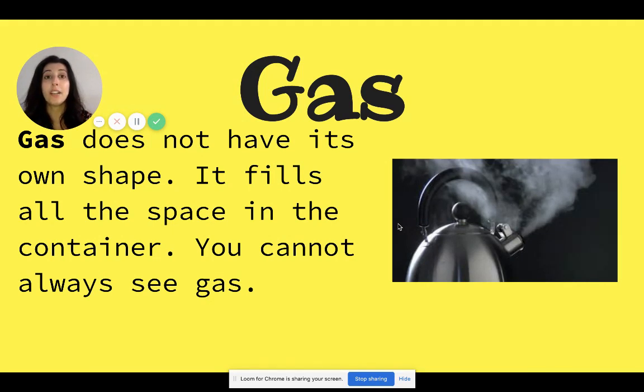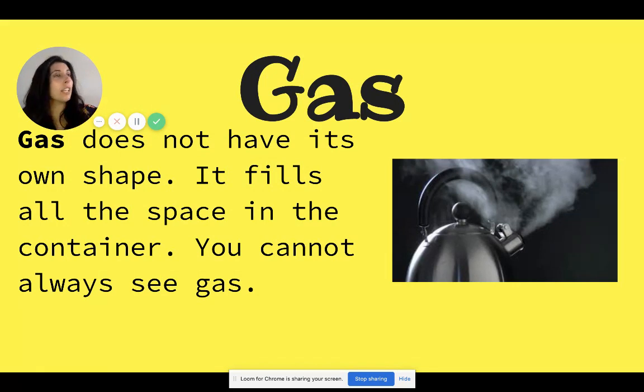The third state of matter that we'll be talking about throughout this unit is gas. Gas does not have its own shape. Instead, it fills the entire space of the container that it's in. So, if you have a bottle that looks like it's empty, guess what, it's not? There's air inside of it.